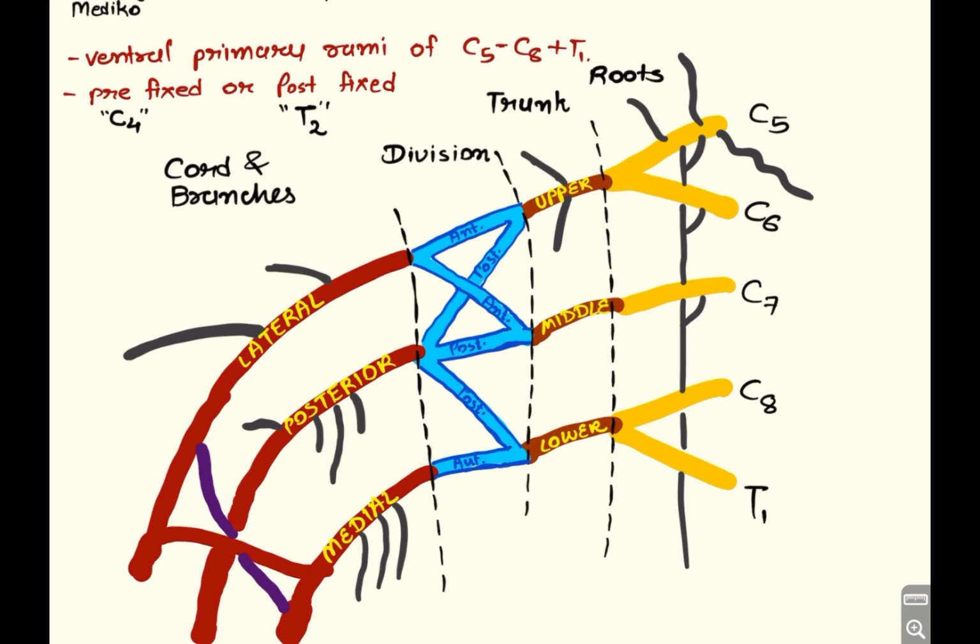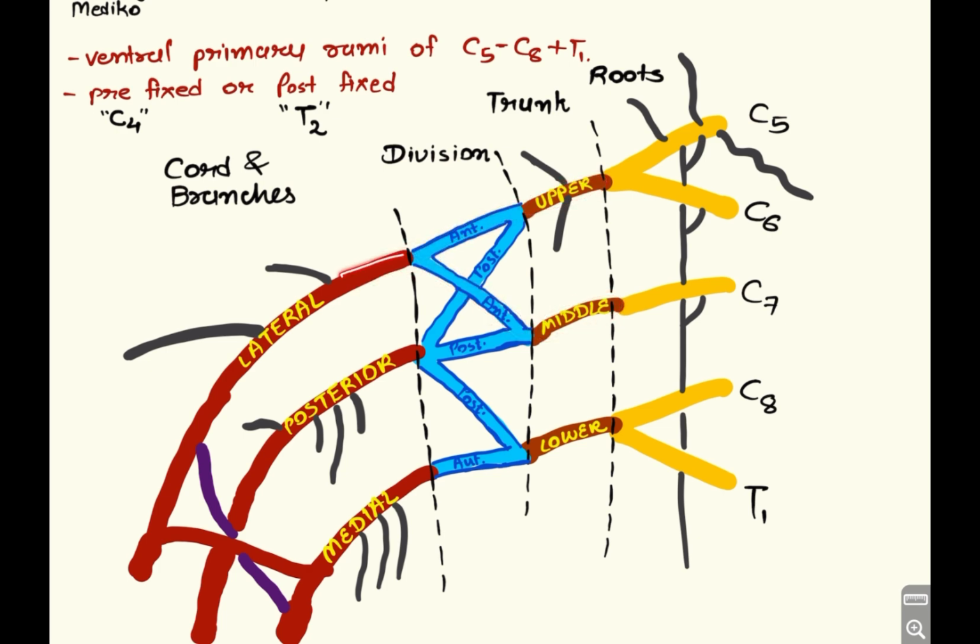So first we have the roots: C5, C6, C7, C8 and T1. Now the upper two roots, C5 and C6, form the upper trunk. C7 forms the middle trunk, and C8 and T1 form the lower trunk. Now every trunk has two divisions, anterior division and posterior division. Now the anterior divisions of the upper and middle trunk form the lateral cord, okay?